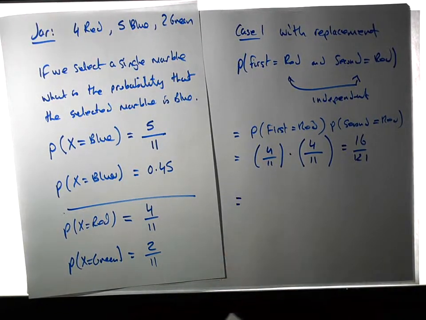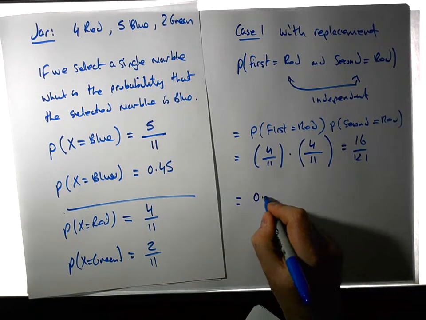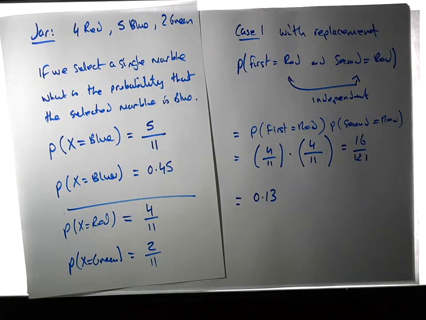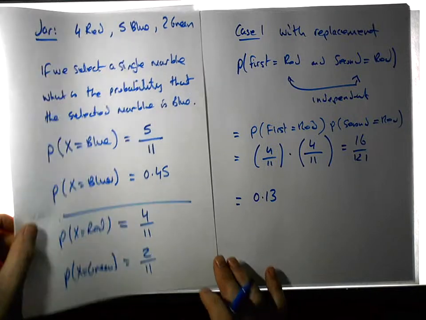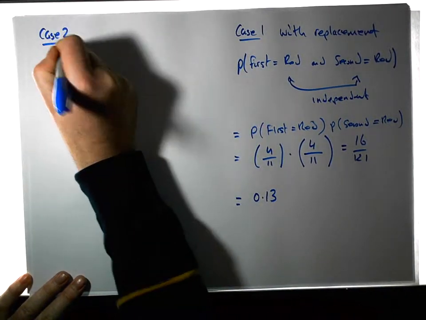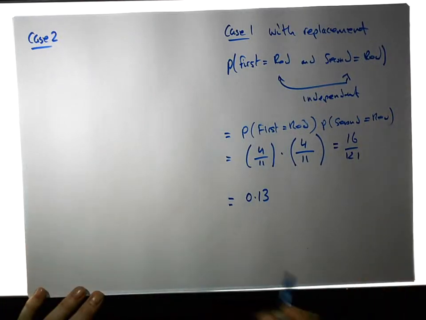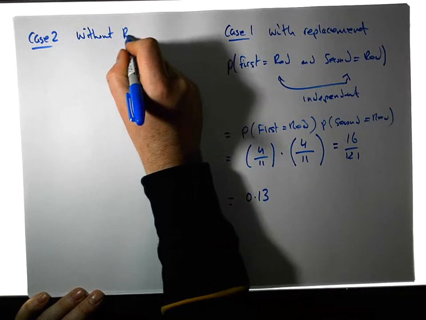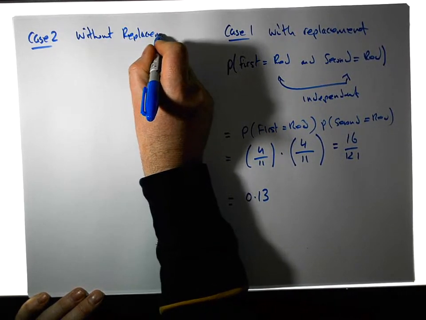From a decimal perspective, when I divide 16 by 121, what I end up with is 0.13. So you have a 13% chance of that happening. Let's do the second case. Case 2. This time, in case 2, it's without replacement.